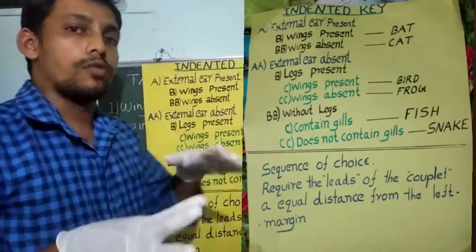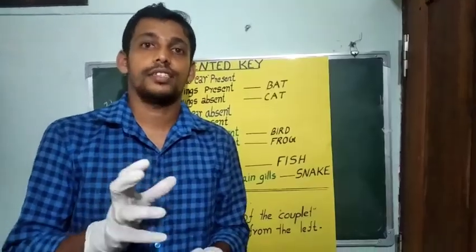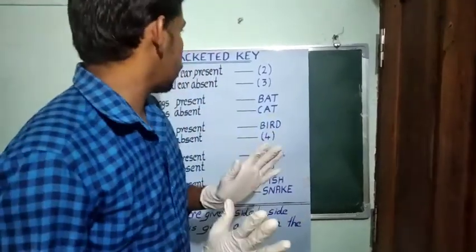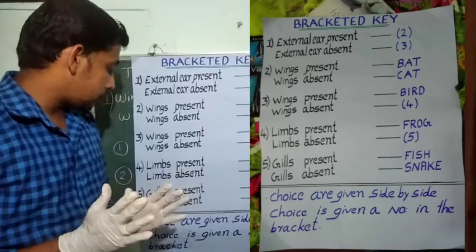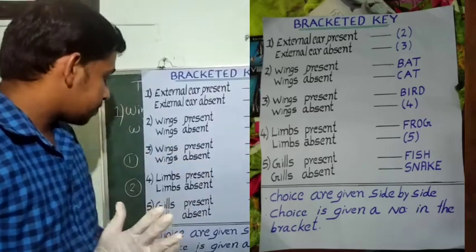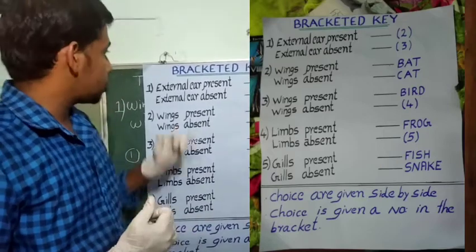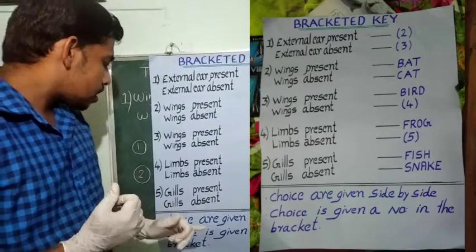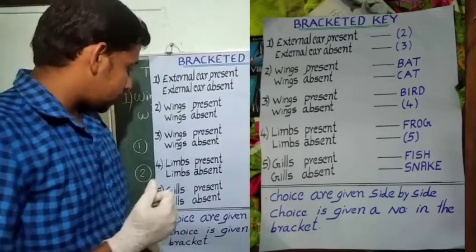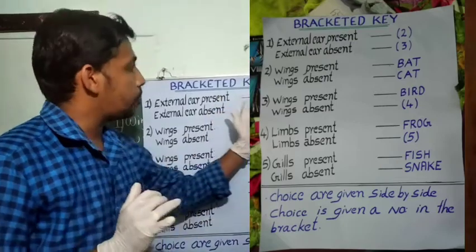Now we are moving to the next type of key, that is the bracketed key. In this type of key, the choices are given side by side. The choices are given side by side, and each choice is given a number in the bracket.